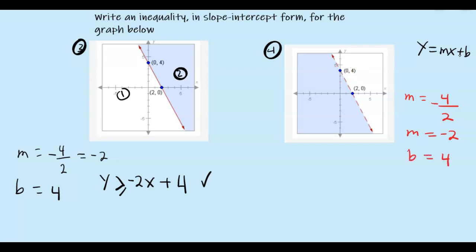Now we have 2 sections. One side is shaded, one side is not. So we can call here section 1 and section 2. Realize that section 1 has been shaded and is below the graph. So below is less than, and it's a dashed line, so it's just less than. Our slope was negative 2x and the y-intercept was 4.